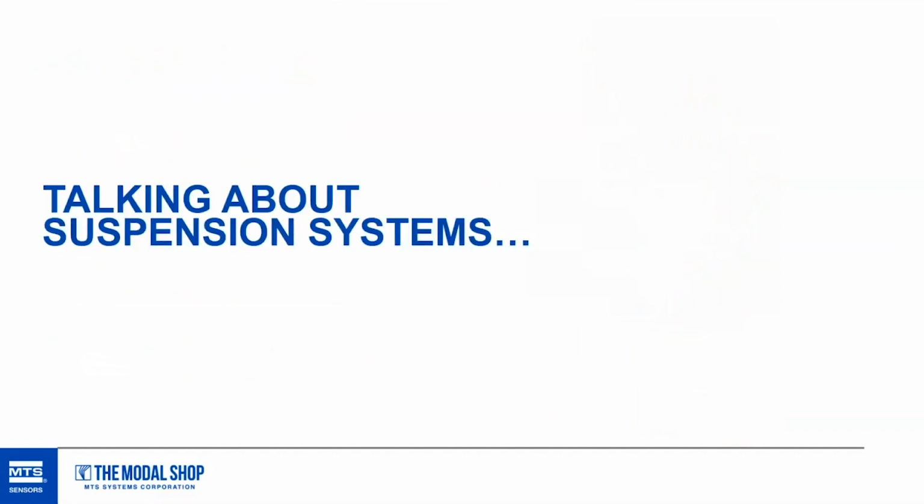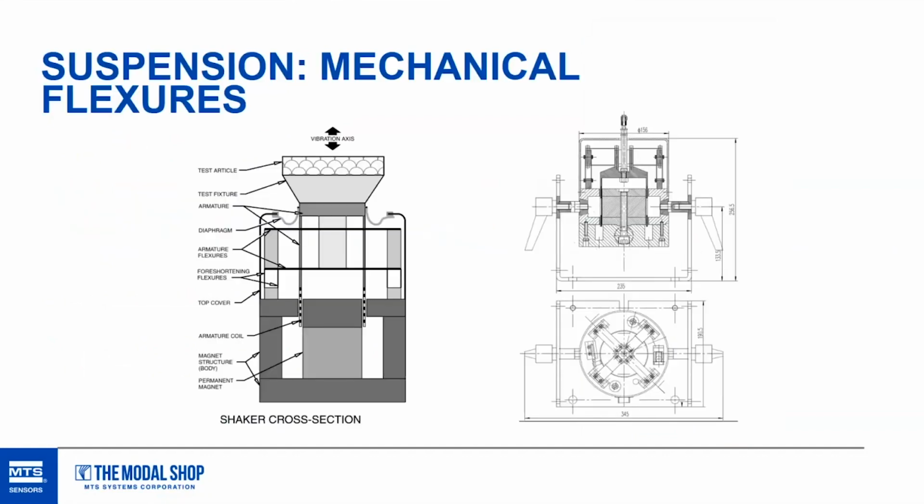Looking a little bit deeper inside the shaker and some of its internal components, I want to highlight a little bit about the suspension systems. The suspension system keeps the armature of the shaker in its place. It aligns the armature as the armature moves up and down through the gap, and it also holds the armature at this middle position so the shaker can go up and down.